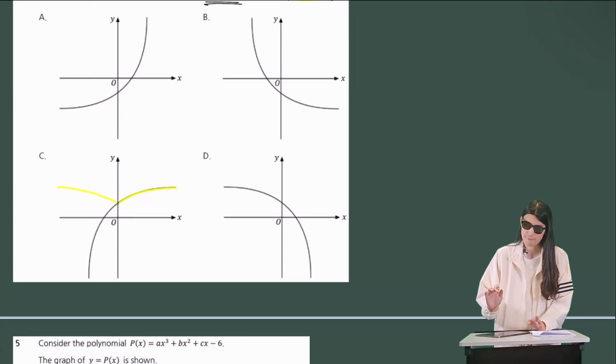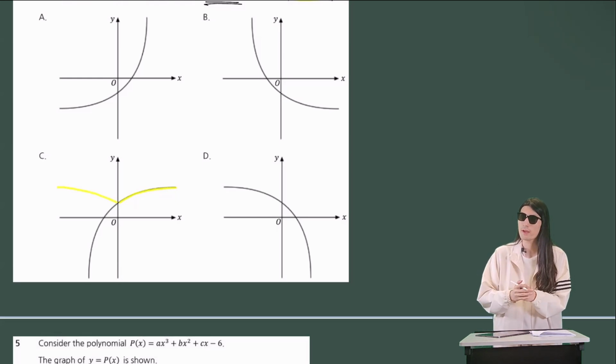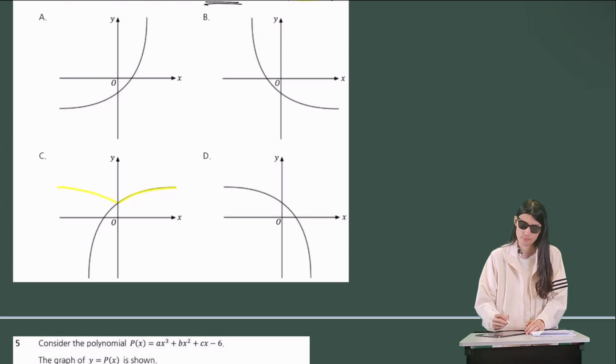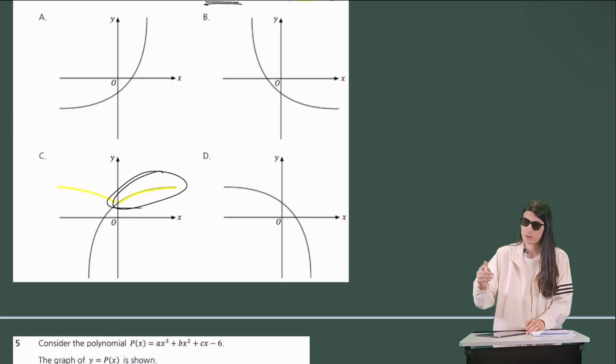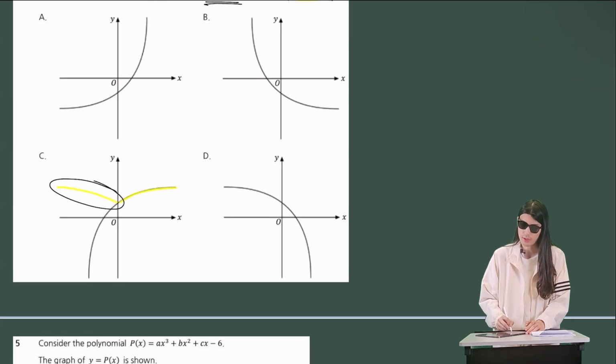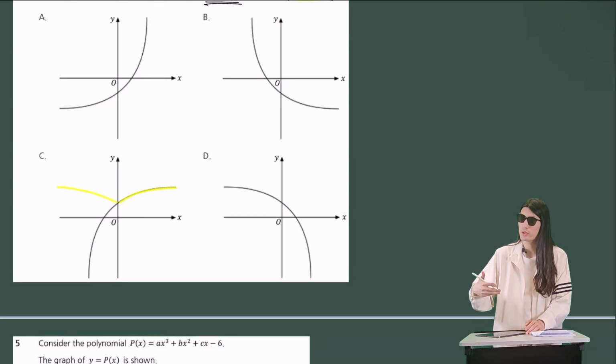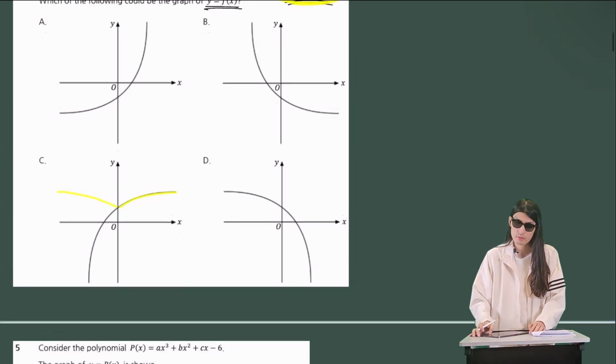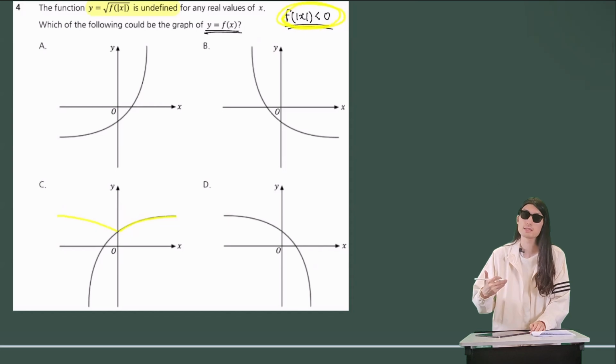Why? Because the graph of f of absolute value of x is obtained by reflecting the graph of f of x to the right of the y-axis across the y-axis, essentially, as I have done with example C. You see this part of the graph? I reflected it across the y-axis and obtained this part, okay? The graph represented by the yellow line is the graph of f of absolute value of x, isn't it?